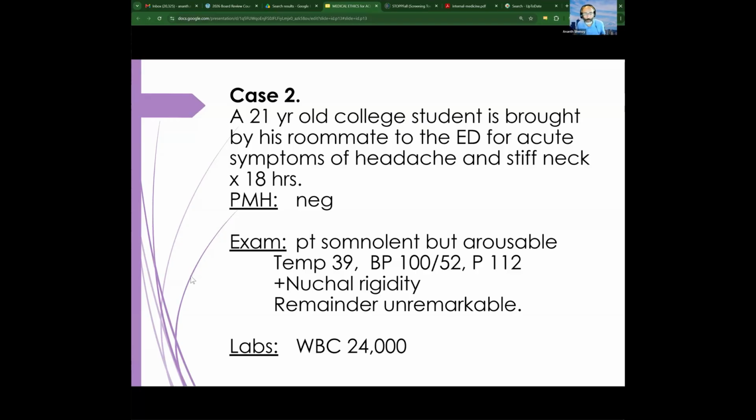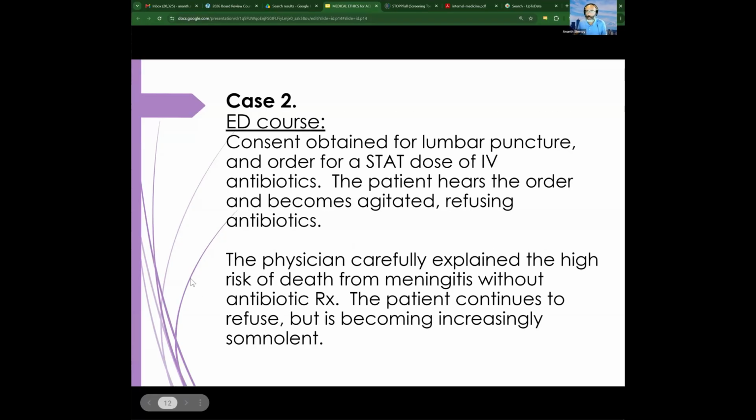Labs are notable for a white cell count of 24. In the ED, you're able to obtain consent, of course, for the lumbar puncture for diagnosis, and of course, starting that stat, likely ceftriaxone and potentially vancomycin. The patient hears the order and becomes agitated, refusing antibiotics. The physician carefully explains the high risk of death from meningitis and disability. The patient continues to refuse, but is becoming increasingly somnolent and is quite altered.